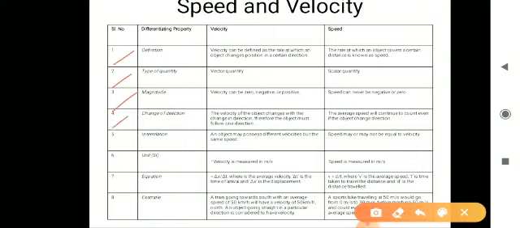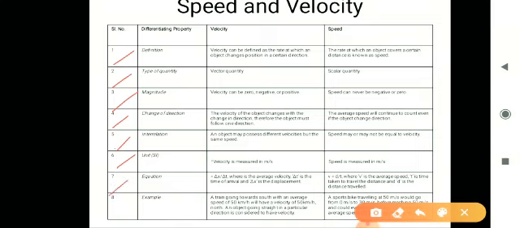Change in direction. The velocity of an object changes with the change in direction. Therefore, the object must follow one direction. The average speed will continue to count even if the object changes the direction. Interrelation. An object may possess different velocities but the same speed. Speed may or may not be equal in velocity. Unit, SI unit, velocity is measured in meters per second. Speed is also measured in meters per second.